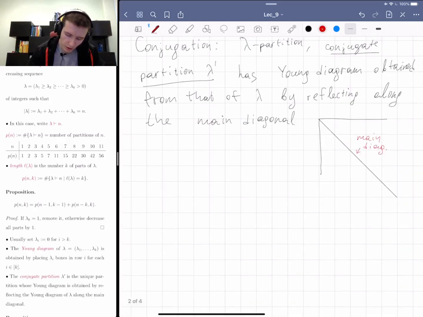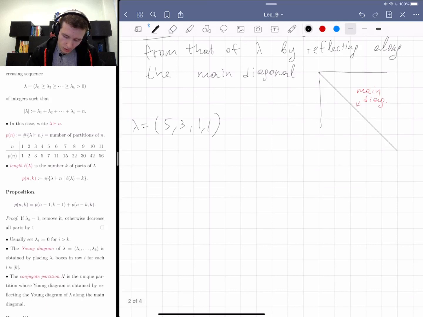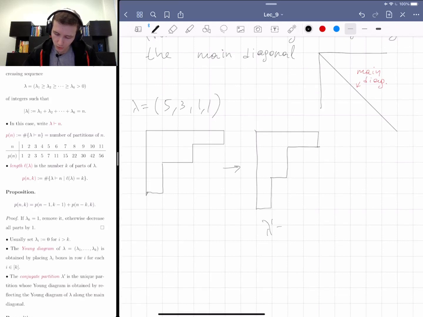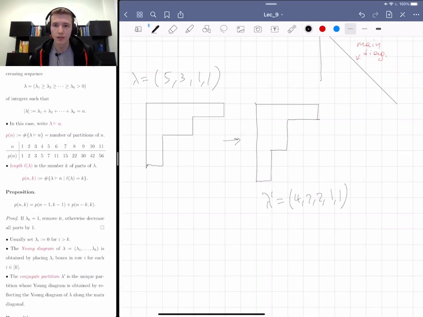So maybe let me try some bigger example. Lambda 5, 2, 1, 1. Yeah, maybe, or even 5, 3, 1, 1. So I draw the Young diagram. Oops, it looks like this. Then I just reflect with respect to this line here. So I'm going to get something like this. Yeah, 4, 2, 2, 1, 1. So lambda prime is 4, 2, 2, 1, 1. Is it clear, or should I? All right, cool, thanks.